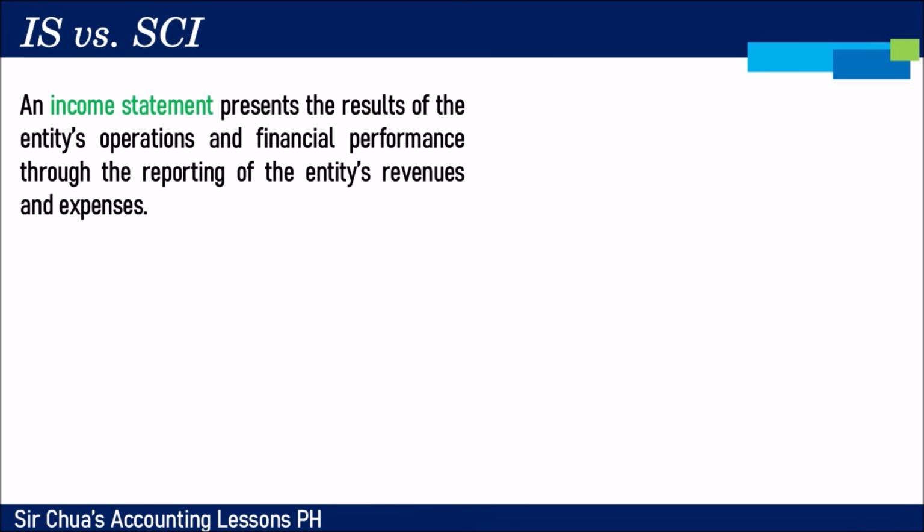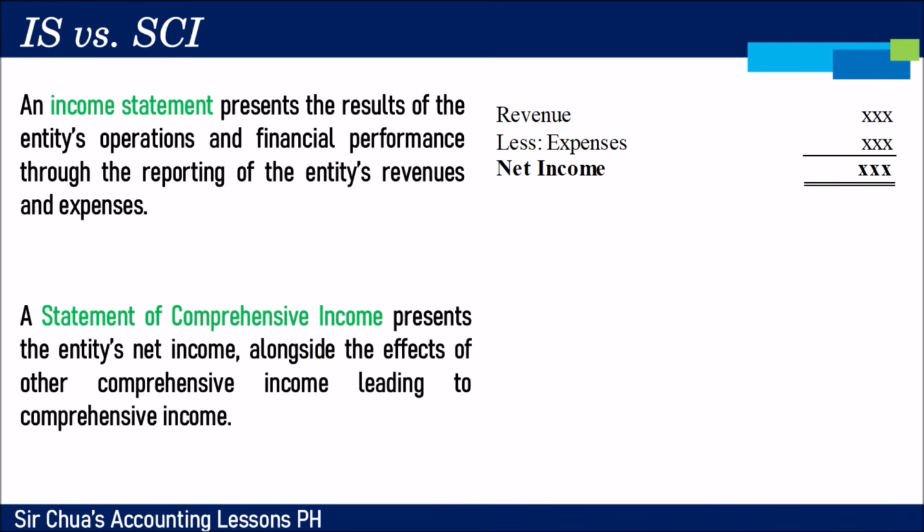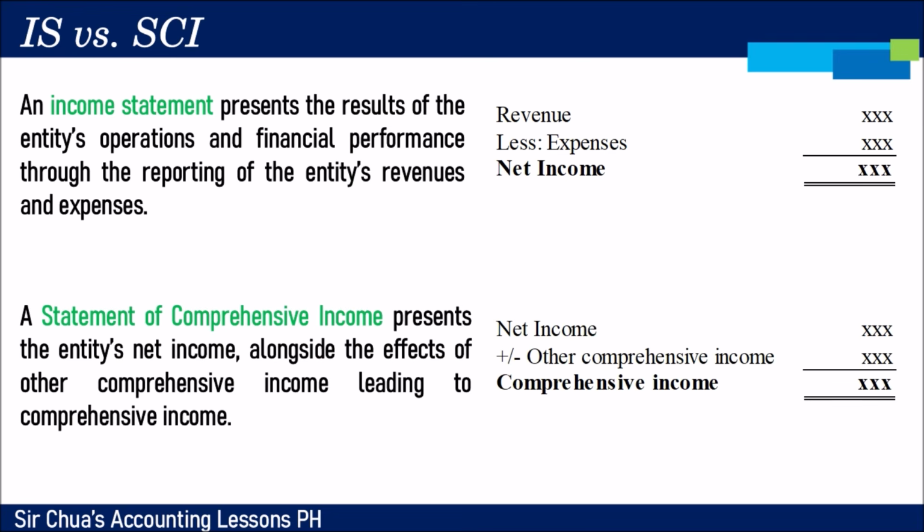An income statement presents the results of the entity's operations and financial performance through the reporting of the entity's revenues and expenses. So, ang income statement po ay revenue tsaka expenses lang. Sama mo yung gains and losses. However, the statement of comprehensive income starts with the net income and then the effects of other comprehensive income, which will lead to comprehensive income. So kung ano man yung net income na nakuha sa income statement, add or minus the effects of other comprehensive income is your comprehensive income.